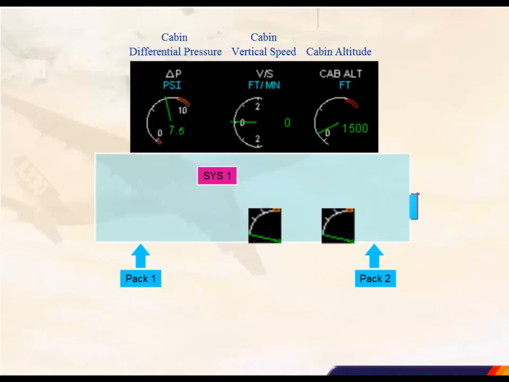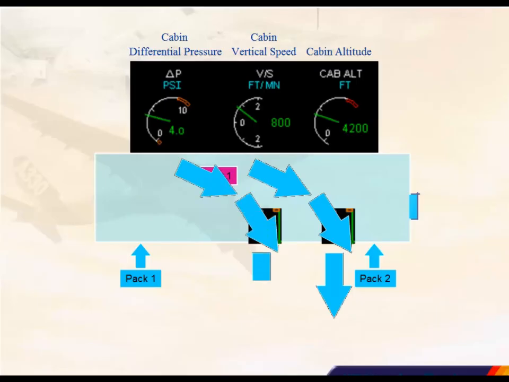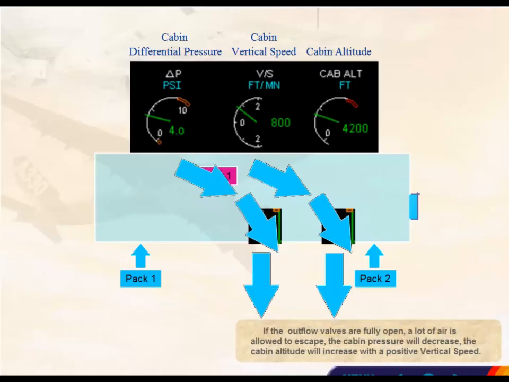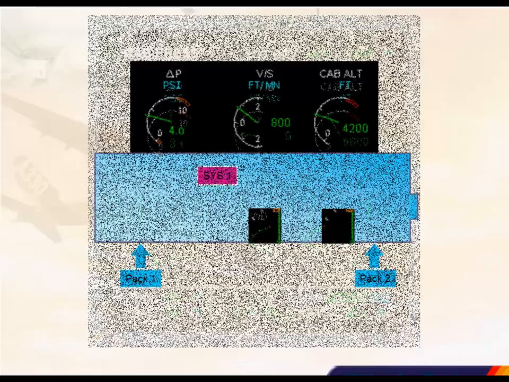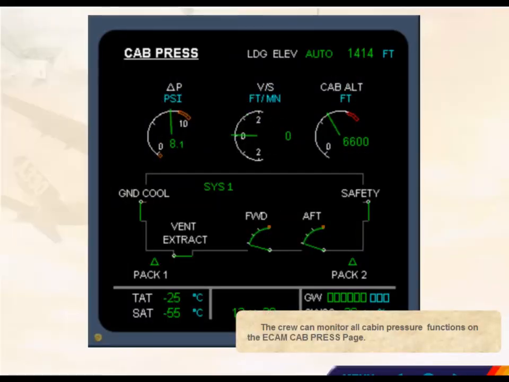If the outflow valves are fully open, a lot of air is allowed to escape. The cabin pressure will decrease. The cabin altitude will increase with a positive vertical speed. The crew can monitor all cabin pressure functions on the ECAM cabin pressurization page.